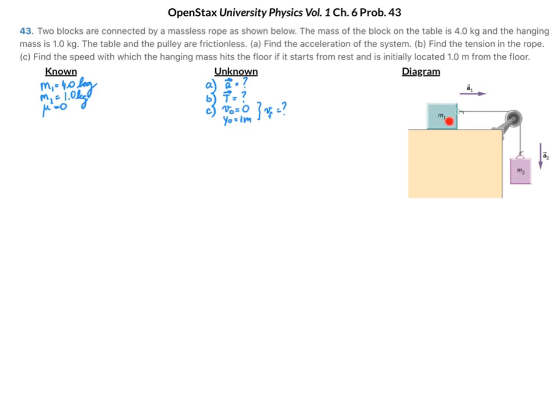Now, since the mass has a mass, that means that there will be a gravitational pull from the Earth exerted on this mass. And we call that gravitational pull close to the Earth the weight. So that means that M1 is experiencing a weight going down like this. So this is my W1.